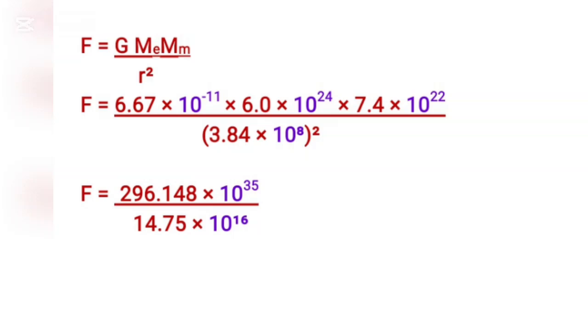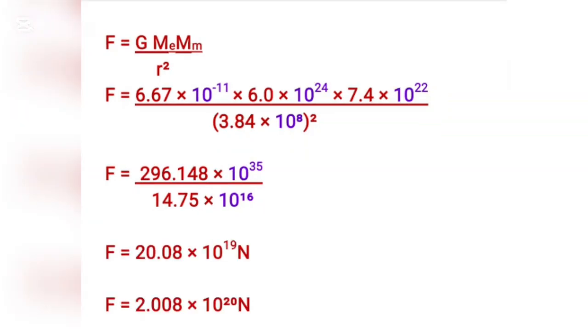So 296.148 divided by 14.75, we will get 20.08. 10 raised to power 35 divided by 10 raised to power 16, we will get 10 raised to power 19. So our answer will be 20.08 times 10 raised to power 19 Newton. Writing it properly, we will get 2.008 times 10 raised to power 20 Newton. That is our final answer.